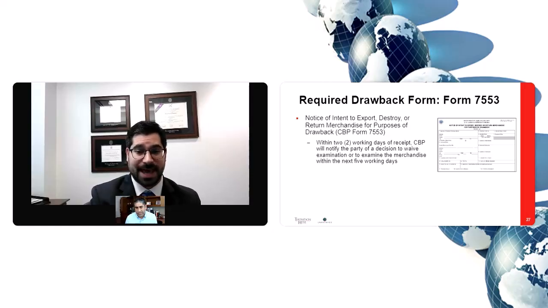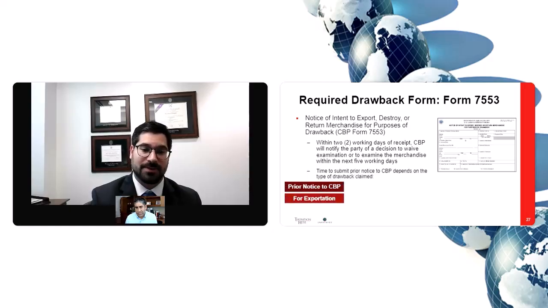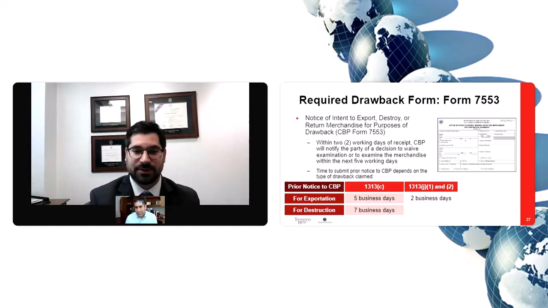And the truth is that it depends on the type of drawback that you're claiming and the type of activity. So I specifically highlight the ones that we've talked about in this matrix during today's presentation. As you can see, for exportation, if you are availing manufacturing drawback, you actually don't need to give CBP any prior notice when filing the 7553.